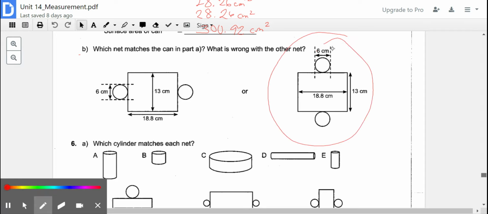The reason it's got to be this one here is because if I take a look at the circumference of this circle, it's 18.8. Okay? Whereas this one here, the calculation is wrong because this is only 13, and the circumference of this can't be 13. That's number 6.